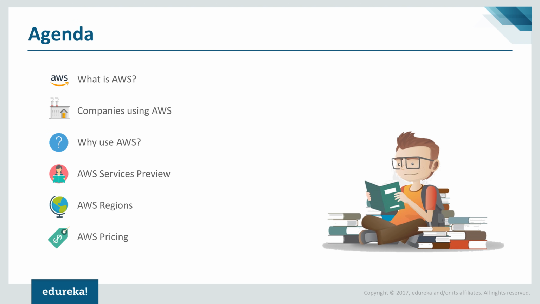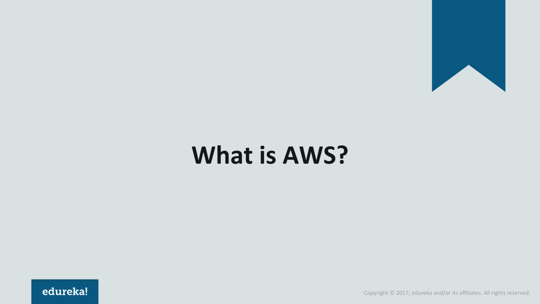Once we've discussed what is AWS and why AWS is important, we'll look at some of the basic services that AWS has to offer us and then move on to discuss the AWS Global Infrastructure. Once we're done with that, we'll end this session by discussing the various pricing options provided by AWS. Right, so guys, this is our agenda for today. I hope it's clear to you. Now let's go on and discuss the first topic of today's session, which is what is AWS.